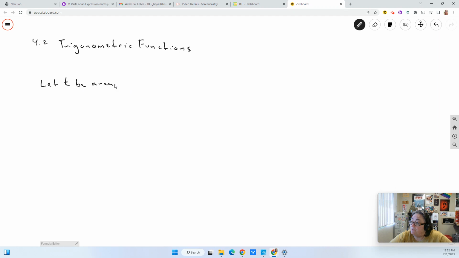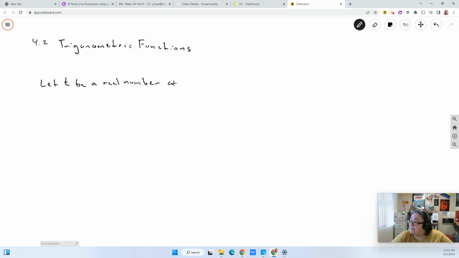That's not super legible. I wanted it to be. My one thing about this Zeitboard thing is that I can't just turn the pen over and erase with it like I can on the other. Let it be a real number. So it could be any real number, right? We don't know what it is.